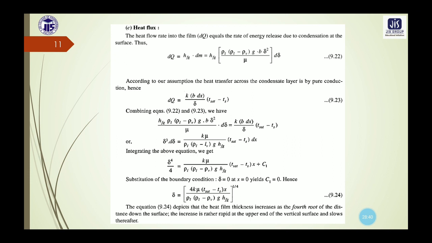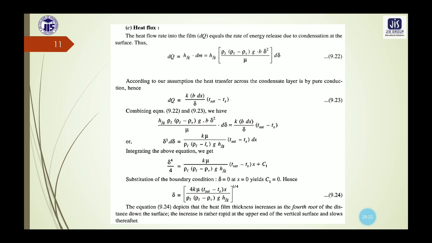According to our assumption considered earlier, the heat transfer across the condensate layer is by pure conduction. So if we use Fourier's law, then dq equals k into b dx by delta into (T saturated minus T surface). If we combine these two equations, 9.22 and 9.23, then we get this expression in terms of delta cubed into d delta.